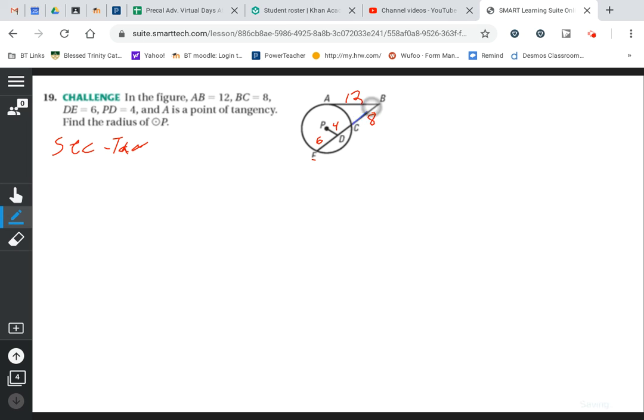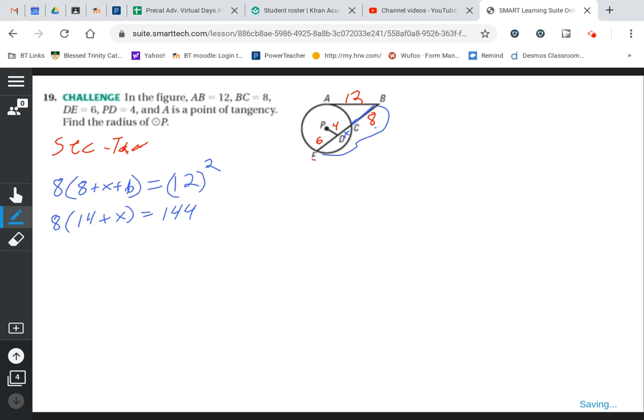Remember, it's the external part times the whole thing. Now, the whole thing is 8 plus DC here, which we don't know. I'm going to call that X, and DE, which is 6. So our secant is going to be 8 times (8 plus X plus 6), and that's going to equal our tangent, 12 squared.